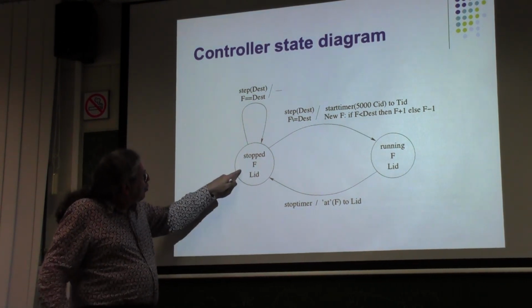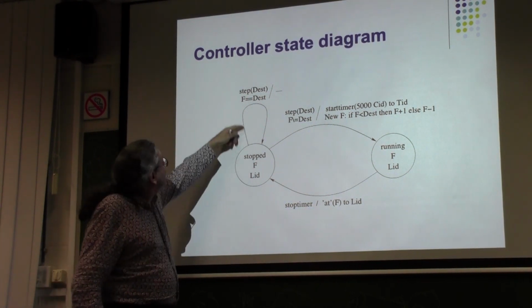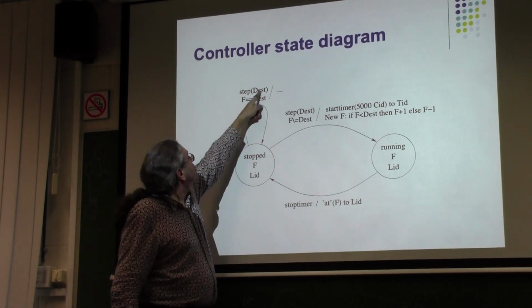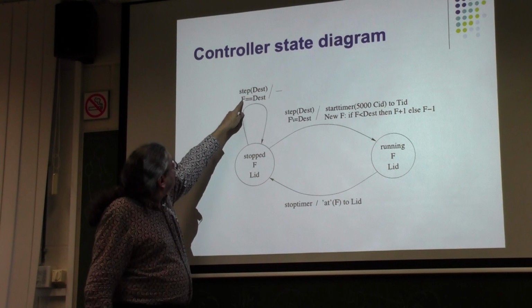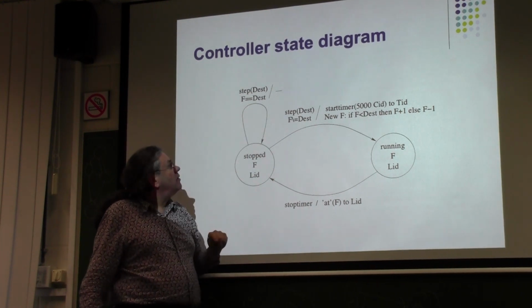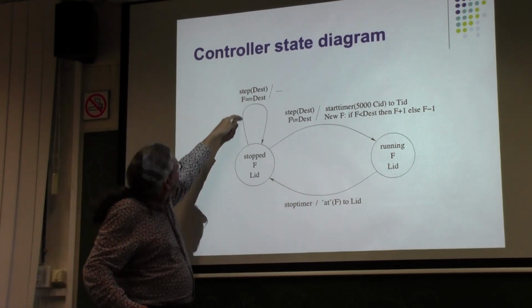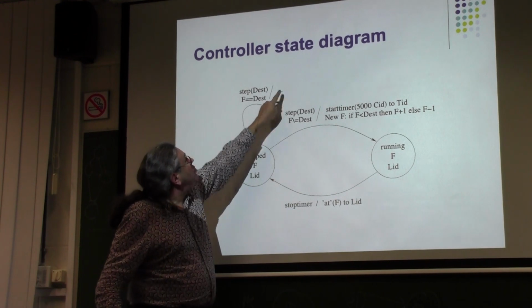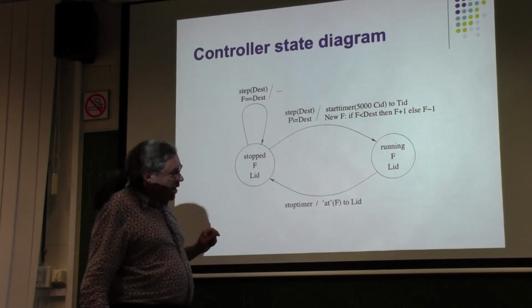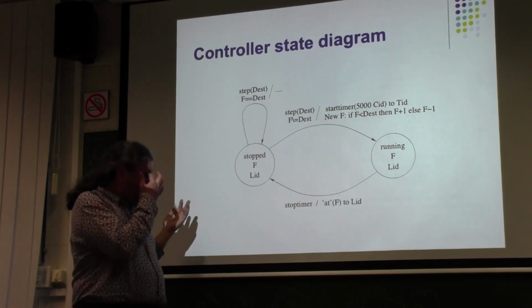For example, we're here. It stopped at floor F. It receives a step message. Remember, this is a notation with the slash, right? It receives a step message, and F is equal to the floor it wants to go to, the destination. Well, that means we don't have to do anything, okay? So this is a little loop back here, and the action is nothing. So in the case when I do a step, and I'm already at the floor, I do nothing, okay?